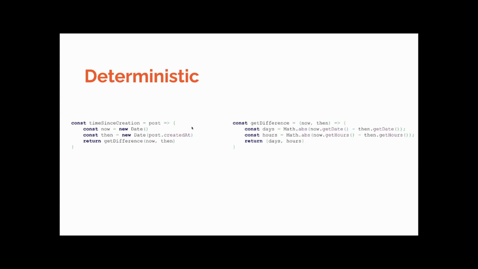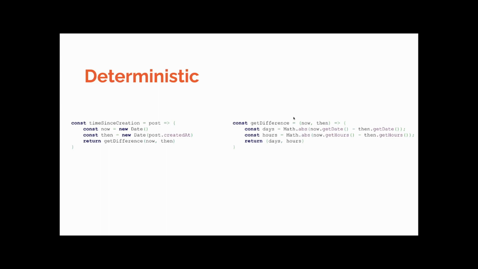Let's take a look at two different functions. We have a function on the left-hand side. It receives a post object, and we want to check the difference between the time that the post was created and now. If we run this function with a specific post as the input, we might receive an output of, let's say, 2 days and 3 hours, but if we run it again tomorrow, we will receive a different output. So this is not a deterministic function. It's not reliable. You cannot count on the output that it produces.